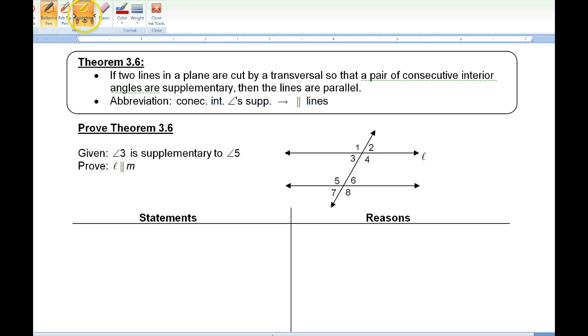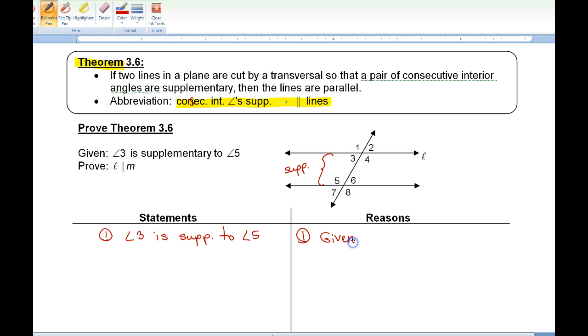Next theorem, and there is a little typo here. This is supposed to say consecutive interior angles. When consecutive interior angles are supplementary, then the lines are parallel. Again, this is a theorem. Now we can use the previous theorem since we have just proven that, or we can use the first postulate. So take a look, number 1, angle 3 is supplementary to angle 5. So these two here are supplementary.